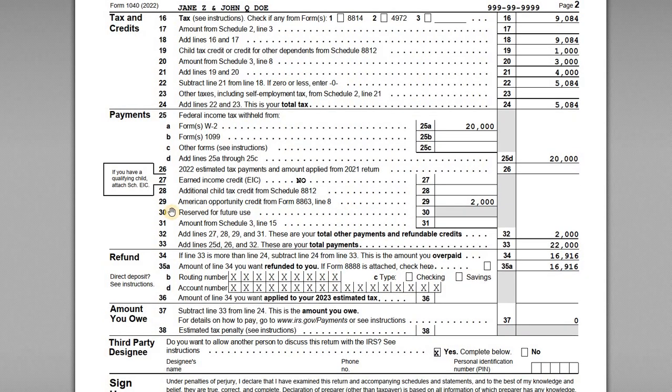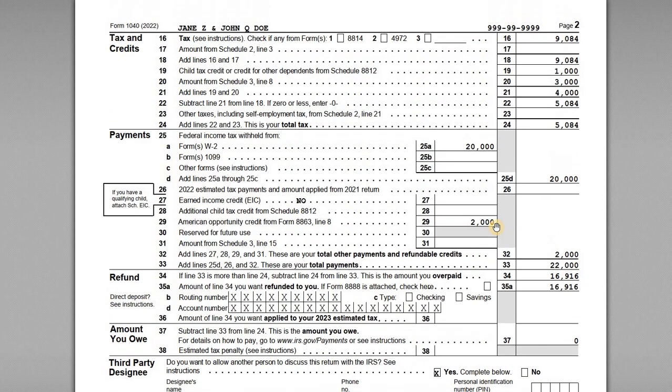So we can see down here, line 29, American Opportunity Credit from 8863, line 8. That is the refundable portion. So there's the $2,000 that's refundable. And then the Schedule 3 non-refundable piece is flowing through and reported up here on line 20.